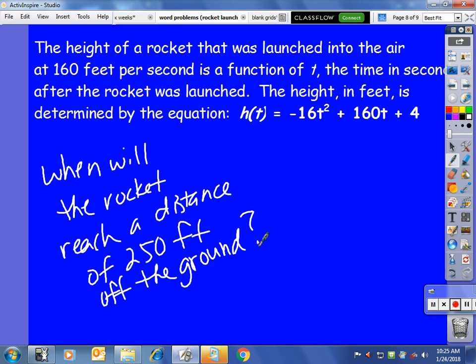How do you know this is a y? Because it's a feet measurement. You're putting in time and you're getting back feet. So I'm not giving you an x value. An x value would be a time value. I'm giving you a y value, a height. How would I do that?